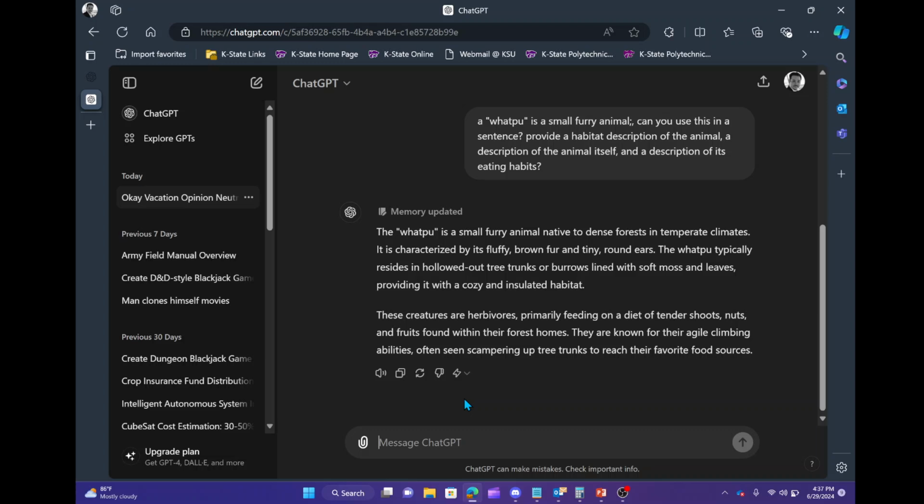And I gave it a little bit more, and it went even as far as saying it resides in hollowed out tree trunks, burrows lined with soft moss and leaves. It created a whole storyline around an animal that's completely fictional. And again, this is something that you have to cross-check. Now, the good news is that if I went in and said, hey, now I want to provide additional context, and then I asked OpenAI, does this animal exist in the real world? Let's see what happens.